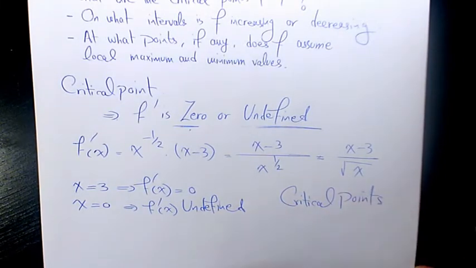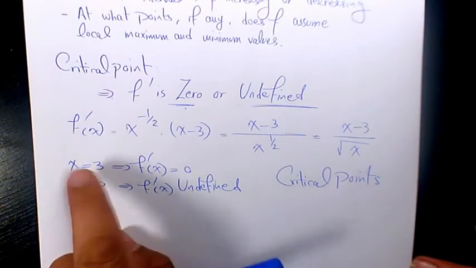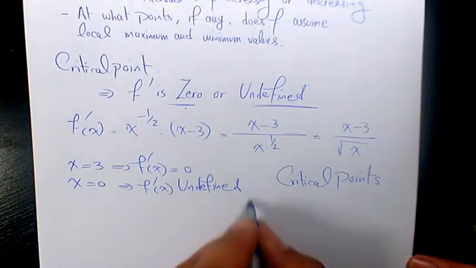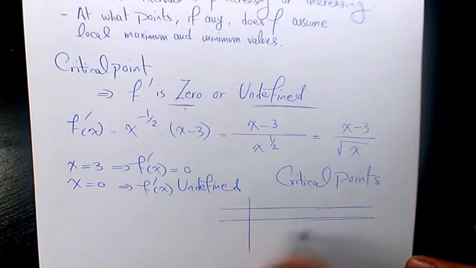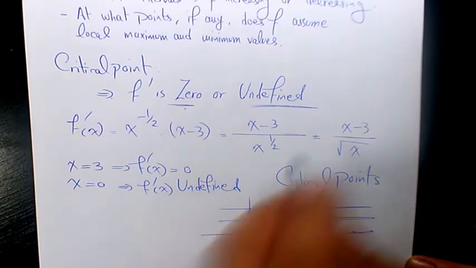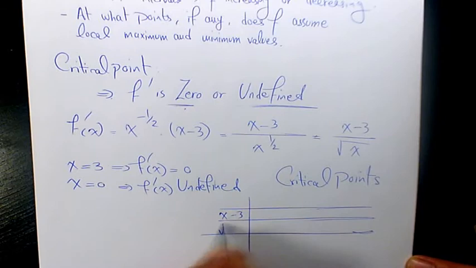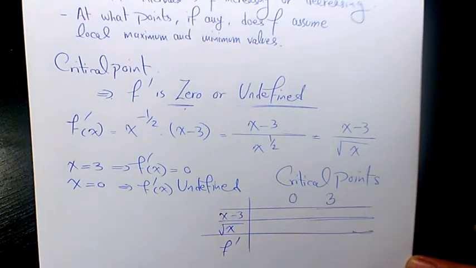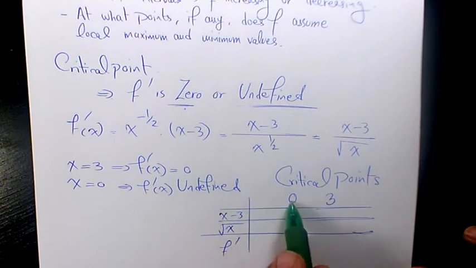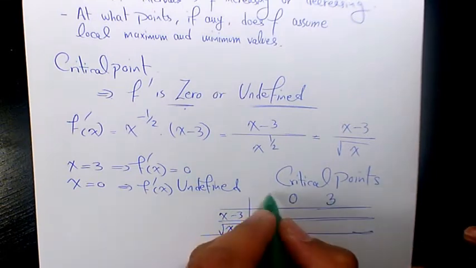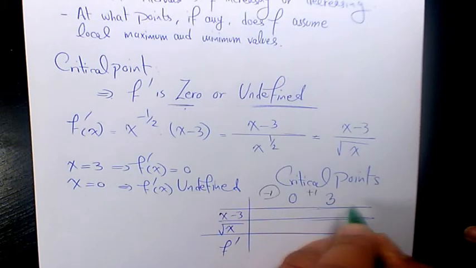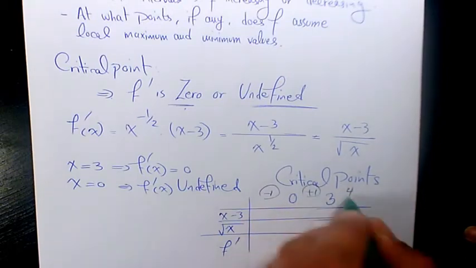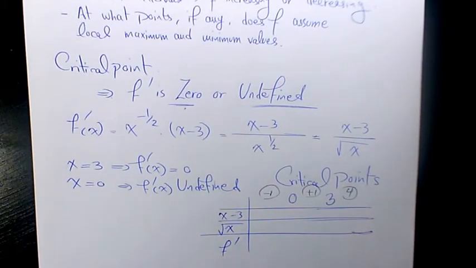Now we need to find the interval of increase and decrease. What we need to do is use a table of values. We have x minus 3 times root x, and here we have f prime x. The critical points are going to be 0 and 3. We have three ranges: negative infinity to 0, 0 to 3, and 3 to infinity. We have negative 1, we have plus 1, and we have 4. We can choose any number in each range.